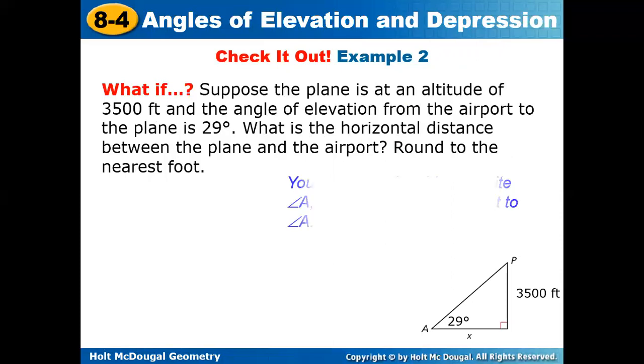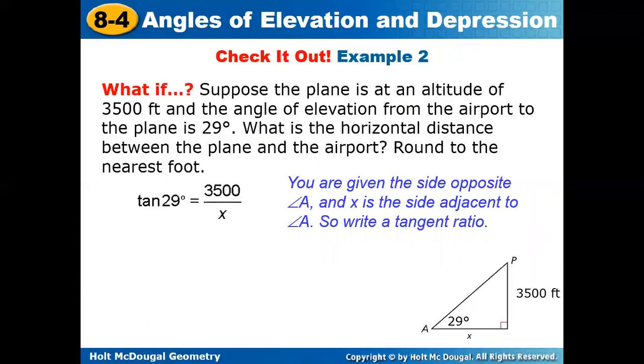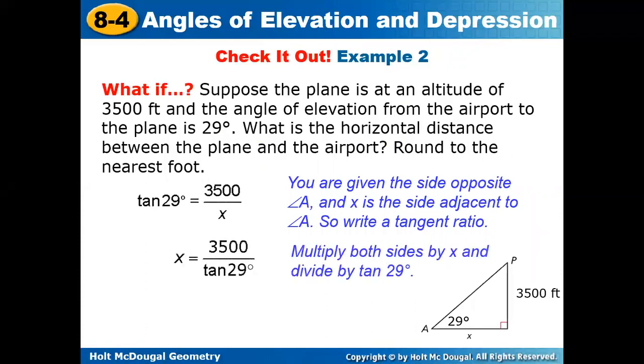Now check your answer. Remember here, when x is in the denominator, to find the value of x, we will divide 3,500 by tan 29 and don't forget to close the bracket. So the answer will be approximately 6,314 feet.